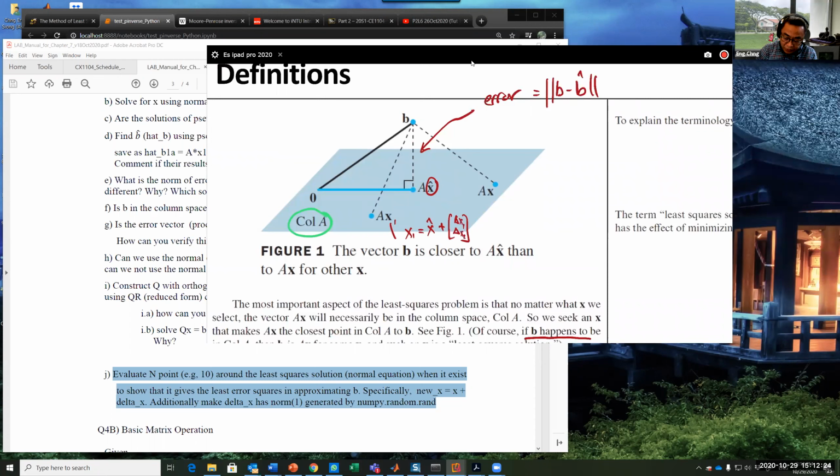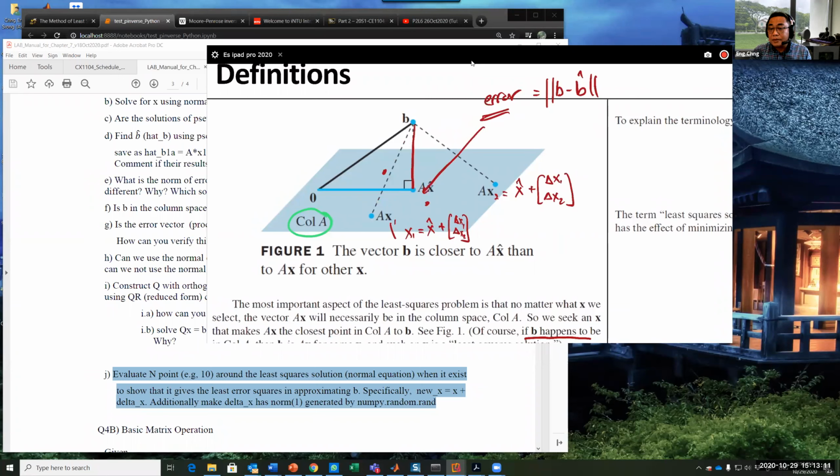This is X1, this is X2. How about this guy? This is X2. This guy is X hat plus some delta X1, delta X2. We don't care what delta is, just some small value, 0.1, 0.01, whatever you want. Then you are evaluating here, here, and here. And you realize that any other point that you have tried to evaluate, the error is always greater than the solution found using the least square solution.